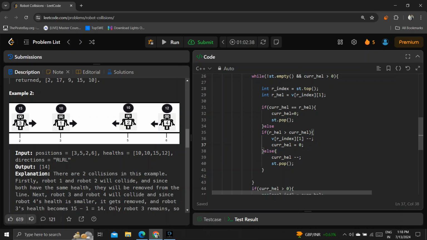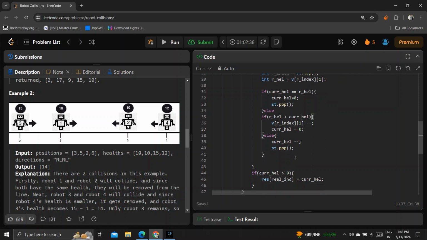We will go to the else part when this particular row has a greater value than this one. Then what will happen? We have to remove this particular row from the stack, so stack dot pop, right? And we have to decrement this row's health by one, so current health minus minus. Okay. Hope you have got it.